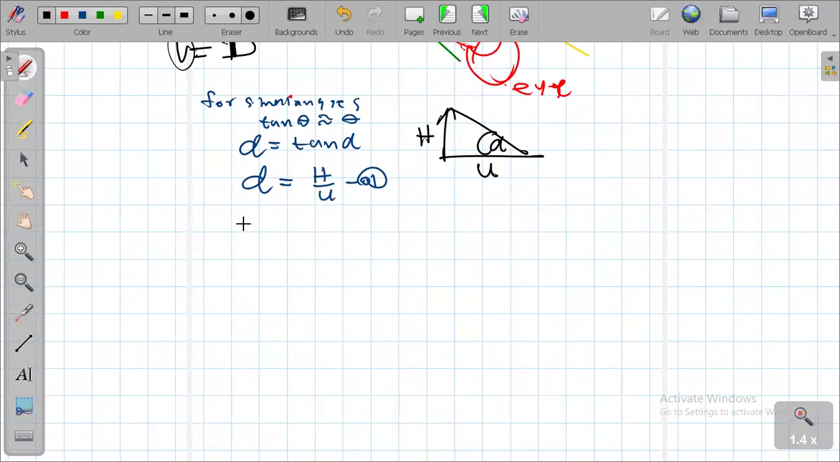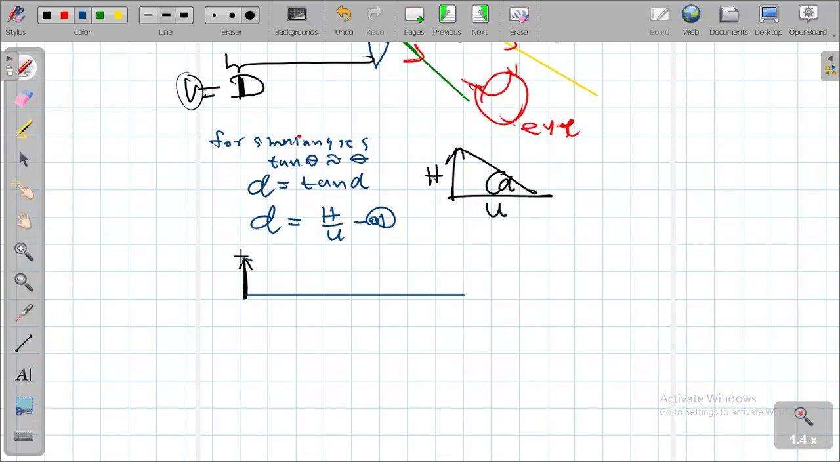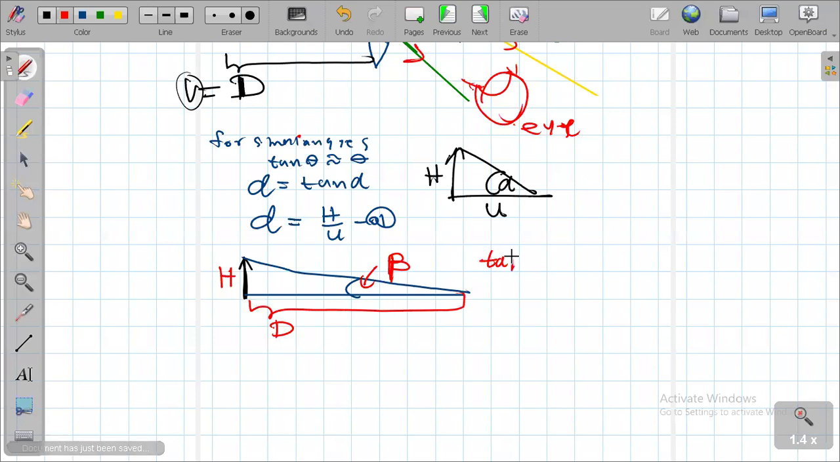Now write this, a new line: for the object kept at D. You are not observing this at different places, you just keep that object at D and observe. It will form an image, but you can't see it. I take it like beta. It is the same capital H. The distance is D. So what is my magnification? Tan beta is nearly equal to beta. Beta is nearly equal to H over D. Number 2.